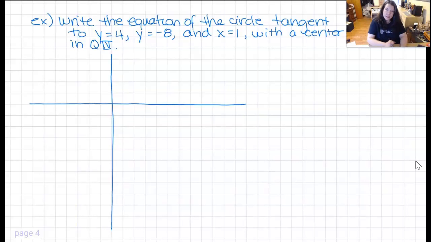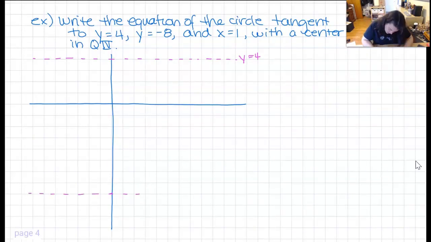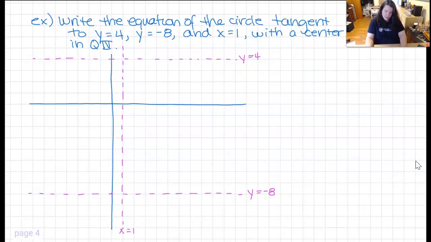Remember that these lines are horizontal and vertical lines. So the line y equals 4 is a horizontal line where all the points have a y-coordinate of 4. So it's this line right there. y equals -8 is a horizontal line that goes through -8 on the y-axis. All the points have a y-coordinate of -8. x equals 1 is vertical, and it goes through the x-axis at 1. And that's all we got.